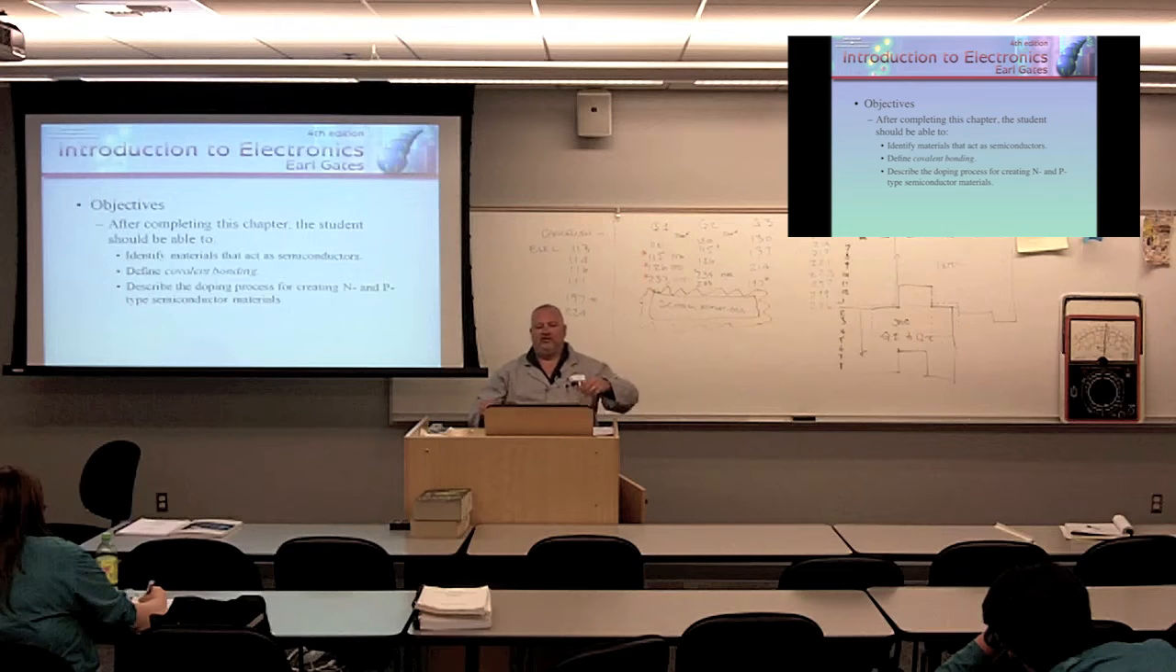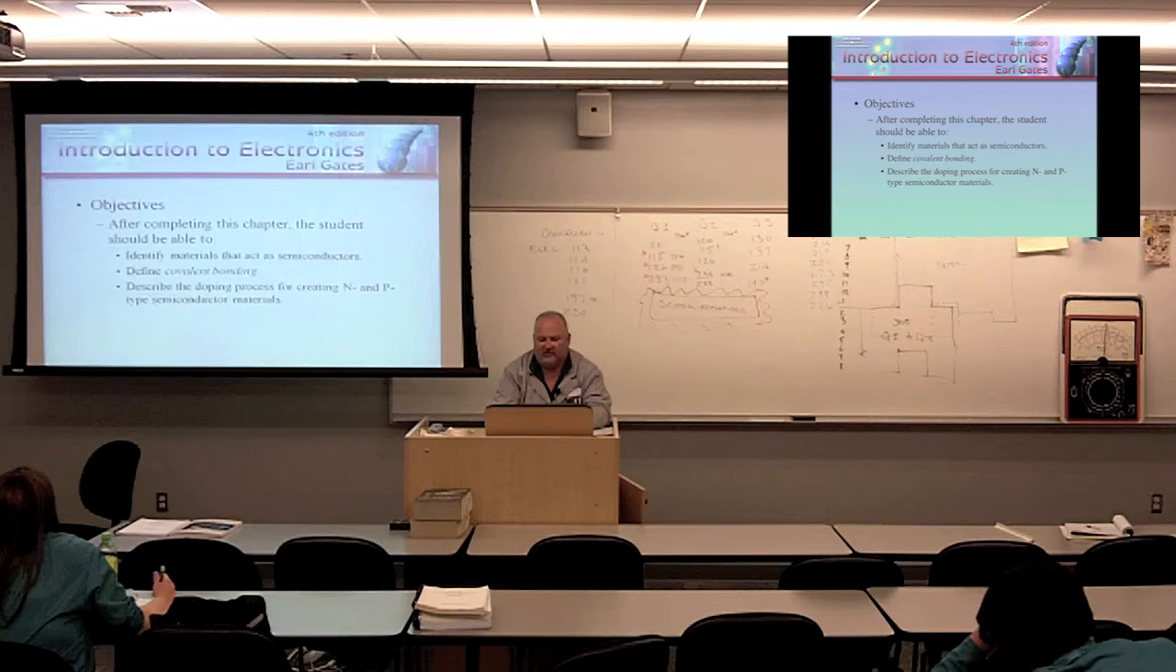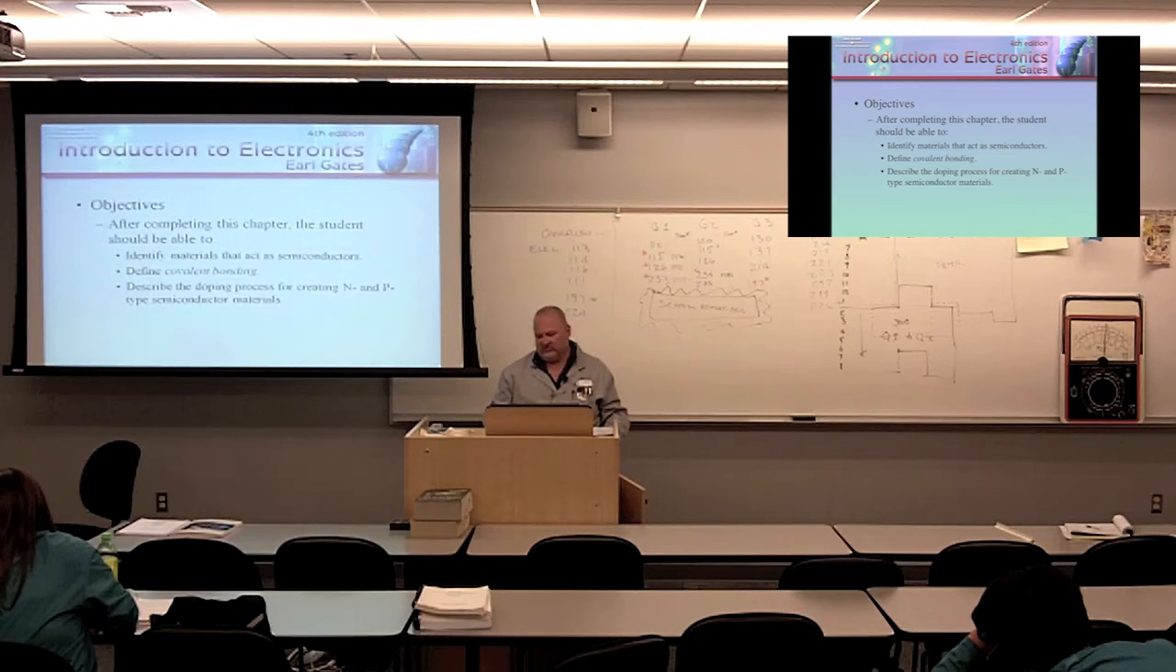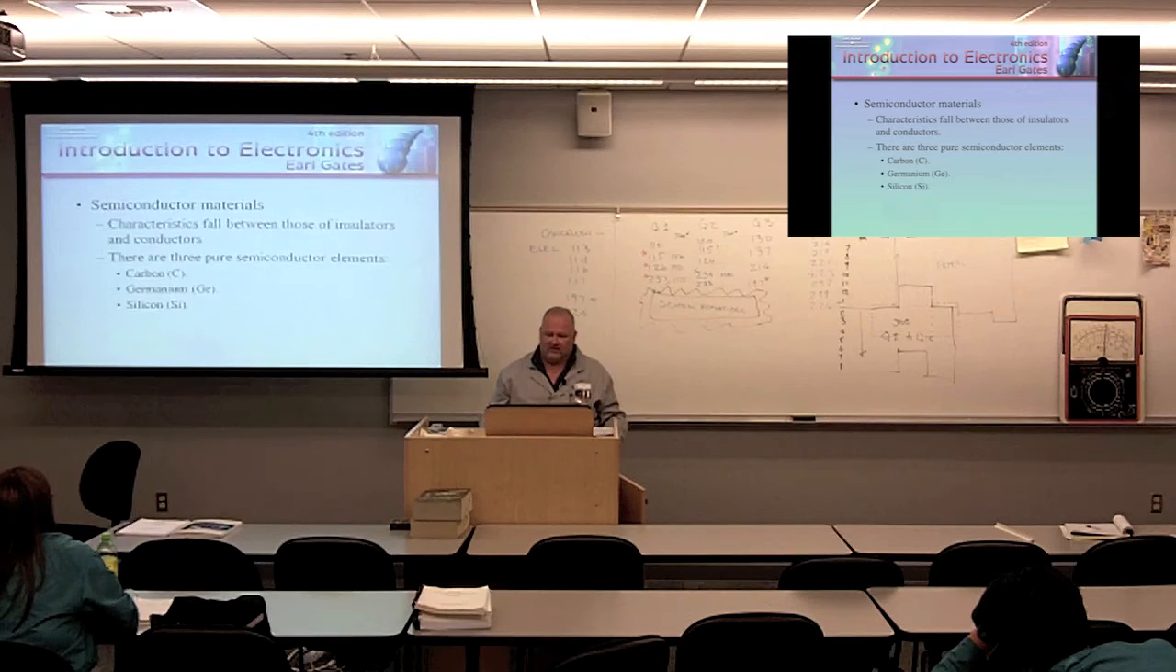After completing this chapter, you, the student, are going to be able to identify materials that act as semiconductors. You're going to be able to define covalent bonding. You're going to be able to describe the doping process. This is different than the doping process that some of you may already be aware of. Describe the doping process for creating N and P-type semiconductor materials. Explain how doping supports current flow in a semiconductor material. Identify the advantages of semiconductors. Identify the disadvantages, because there are some disadvantages of semiconductors.